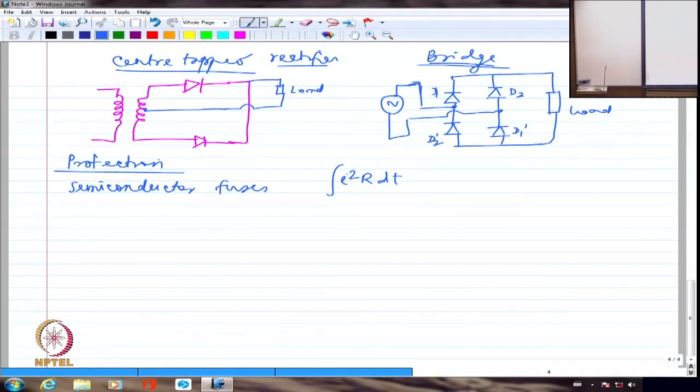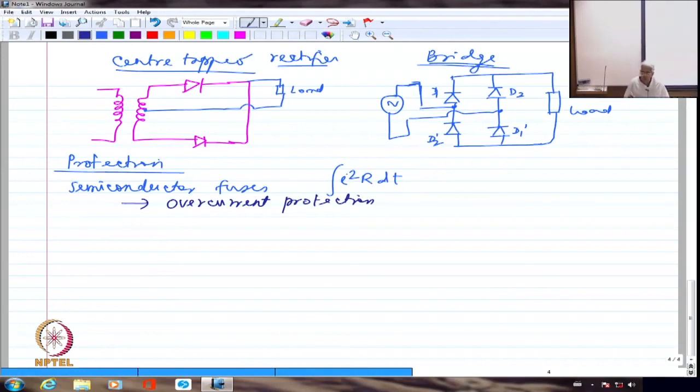So, semiconductor fuses are normally used for overcurrent protection. If a large current flows, more than the rated current of the device, in all probability the fuse will first go off, because of which the device will be protected. Right? No other hi-fi protection is normally used for the diodes.